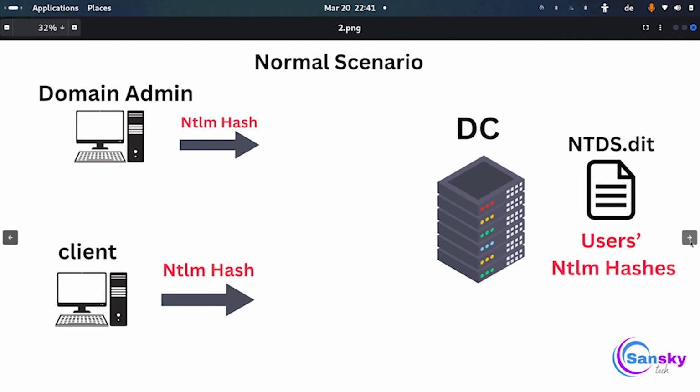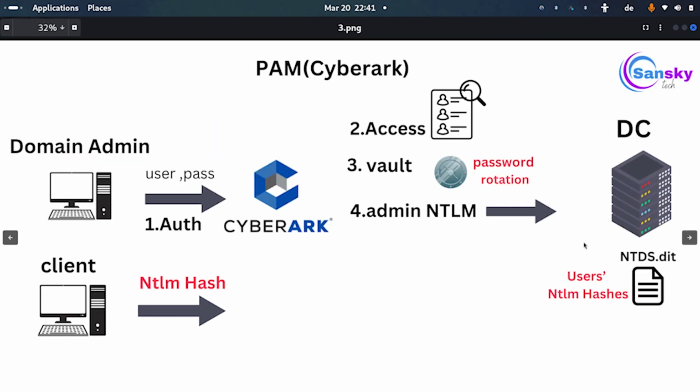But when PAM comes, this normal scenario is going to be changed. In this scenario, we have PAM, Privileged Access Management, with CyberArk as the PAM solution. As you can see here, the way that this client, which is not a privileged account, is trying to log into the domain is not changed. The client will send its NTLM hash to the DC, and as always, the DC will authenticate this user. So this one is not changed.